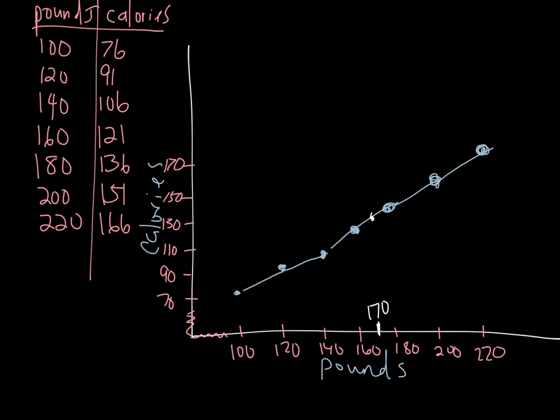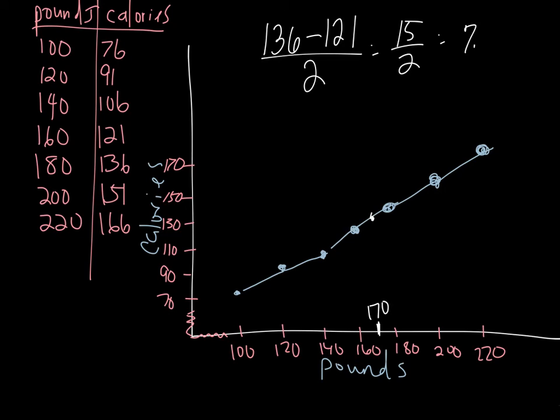Again, you're probably going to just estimate it, okay? You're going to look and you're going to say, well, I know it's in between 121 and 136. Probably, I wouldn't doubt it if some of you would say, okay, so I'm going to take 136 minus 121, and I'm going to divide that by 2 because that's my halfway mark, and 170 is halfway between 160 and 180. So 136 minus 121 is 15. So 15 divided by 2 would be 7.5. So I'm going to add 7.5 to the 121. So I would estimate that it would be 128.5 calories for someone who is 170 pounds.